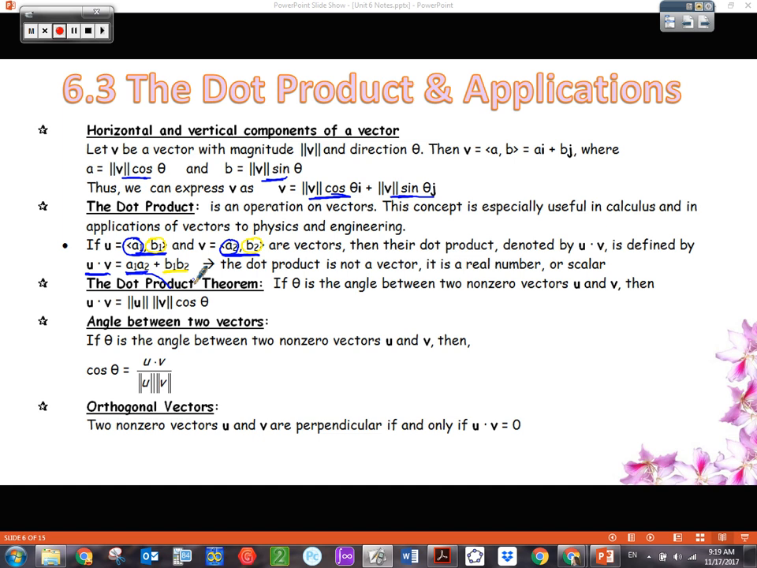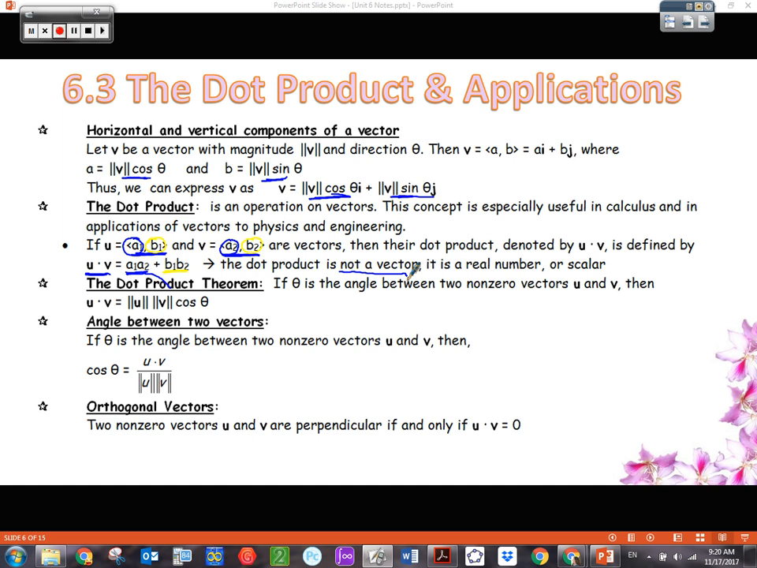Now it's important to note that the dot product isn't a vector, it's a number, it's a scalar. When we were adding two vectors together, we got another vector, right? And when we were subtracting two vectors, we got another vector as our answer. Here, we're getting a number. So this is a different kind of operation on vectors than we've been doing previously. And this particular concept, the dot product, is applicable in all different kinds of ways.